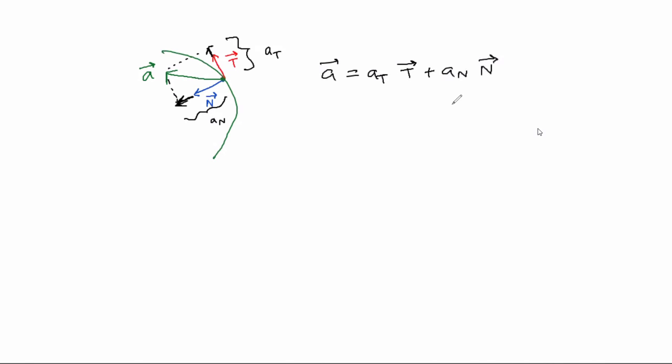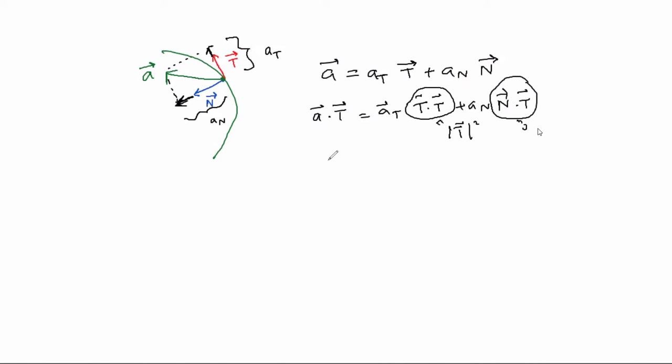And how do you find AT and AN? I can give you the answer quickly. If you take the dot product with T, A dot T would be AT times T dot T plus AN times N dot T. This is 0 because they're perpendicular, and T dot T is just 1 because it is the length of T squared, which is 1. So that means AT is just A dot T. Similarly, AN is going to be A dot N.